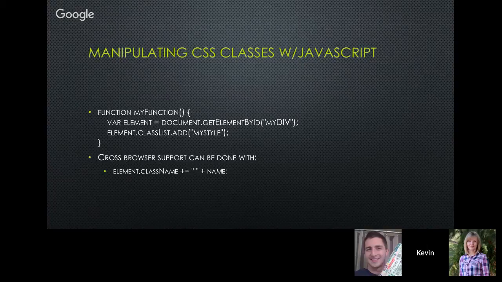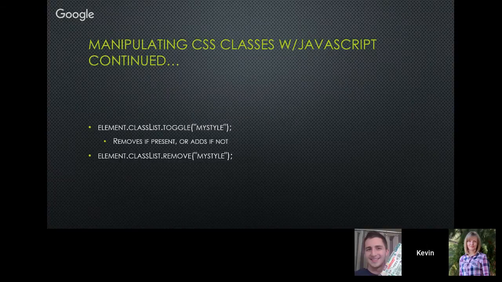So that's adding a class, and then if you need to take one away, you can use the toggle, which is pretty cool because it'll add the class if it's not there, or remove it if it is there, just like you'd figure a toggle would do. And then you have the classList.remove, and that one just gets rid of it regardless. So are there any questions on that one? No. Cool. Pretty straightforward.